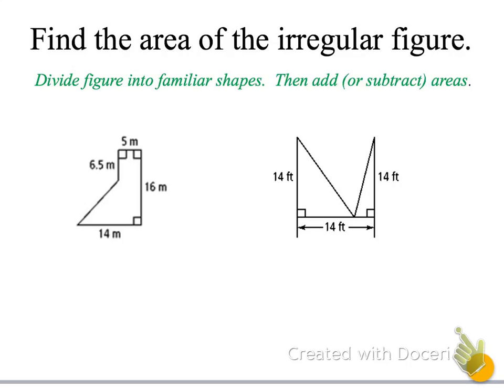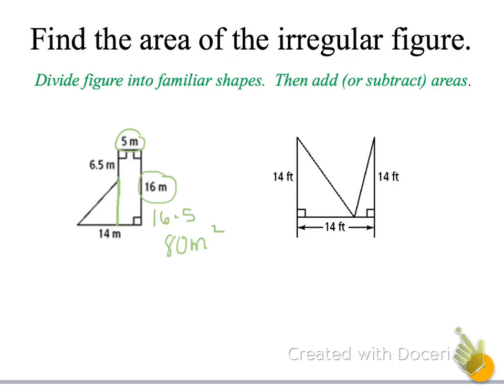So now we're going to find the area of these weird irregular figures. So to do this, what I'm going to do is try to make them into smaller figures that I do know the area of. So first off, if I draw a line here, I have a rectangle and a triangle now. So I know base times height can give me the area of this rectangle. So this is 16 times 5. So 16 times 5 is going to get me 80 meters squared.